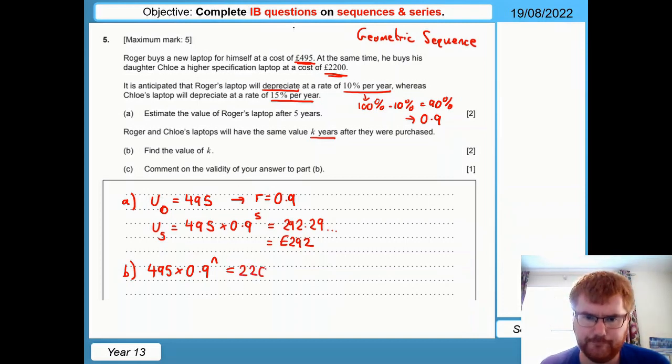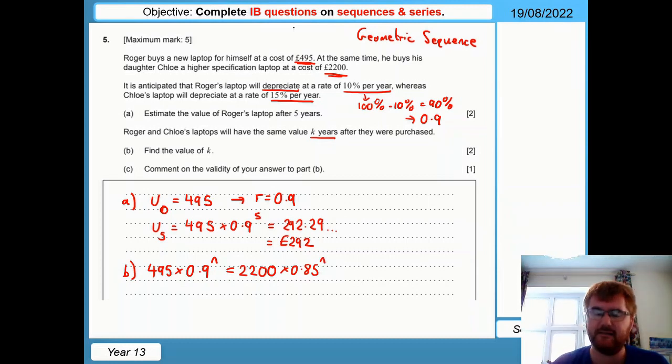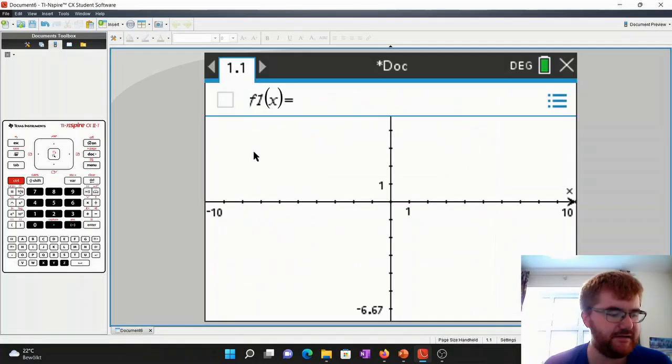That's our first, well, the 0th term, I should say. And because we're going down by 15% each year, we're going to be multiplying by 0.85 each year. So we get 0.85 to the power of n. Again, I make those two things equal to each other. Again, in a very similar way to how I did the previous question, we're going to work out what that value of n is. So we're going to type this in.